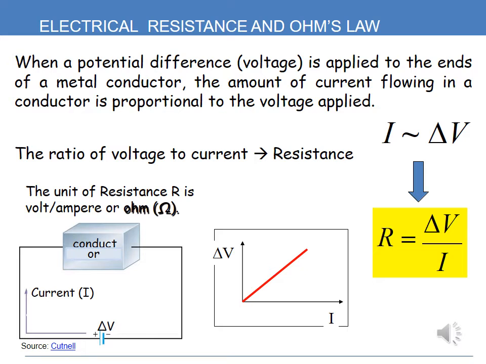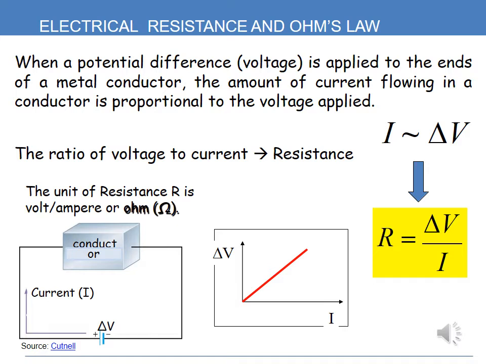When a potential difference or voltage, for example from a battery, is applied to the ends of a particular metal conductor, the amount of current flowing in the conductor is proportional to the voltage applied. I is proportional to delta V. The ratio of voltage to current, delta V divided by I, is equal to R, or resistance. This is called Ohm's law.